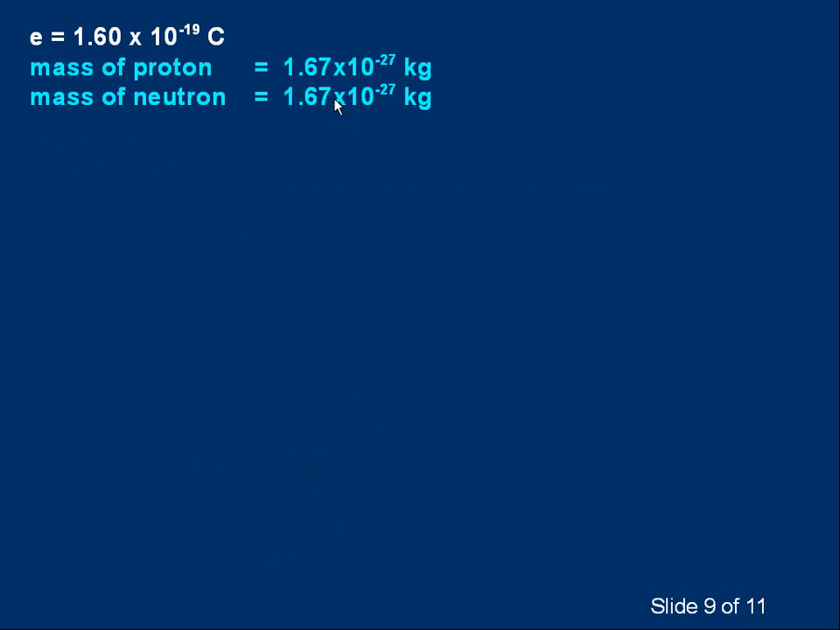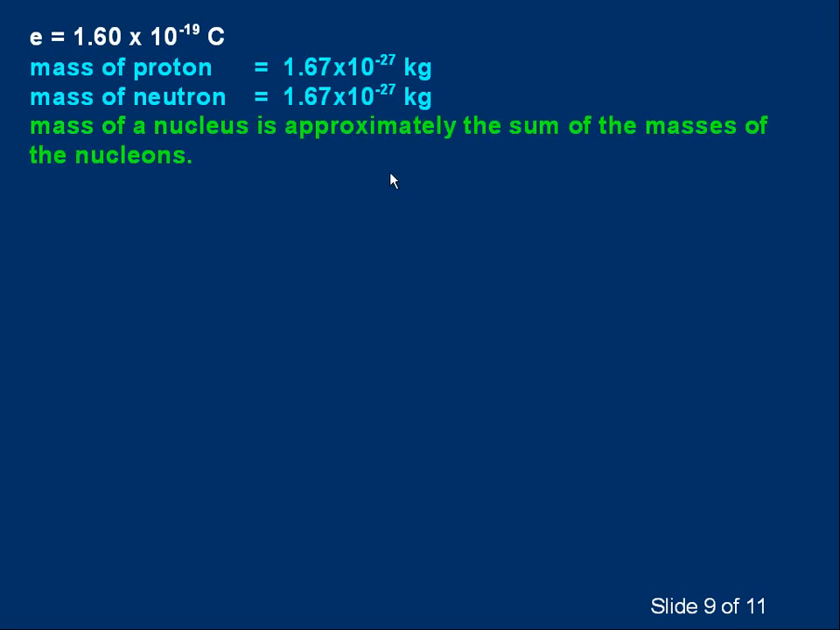Let's do another question. For this one, I'll give you the elementary charge again. I'll tell you the mass of a proton, it's up there. The mass of a neutron is, to 3 significant figures, the same value. And if you want the mass of a nucleus, you add together the mass of the nucleons. That should be fairly obvious, but it's not true exactly. When you learn some nuclear physics, you'll find the mass of an alpha particle, for example, 2 protons and 2 neutrons, is slightly less than 2 of those plus 2 of those. But for our purposes, it's accurate enough to say that the mass of a nucleus is the sum of the masses of the nucleons.